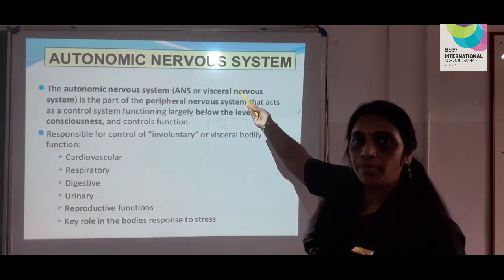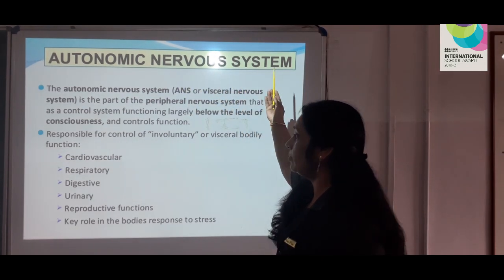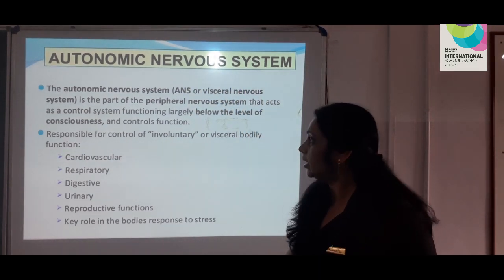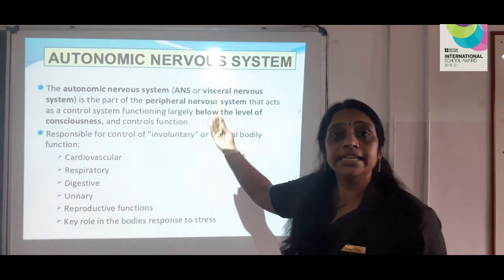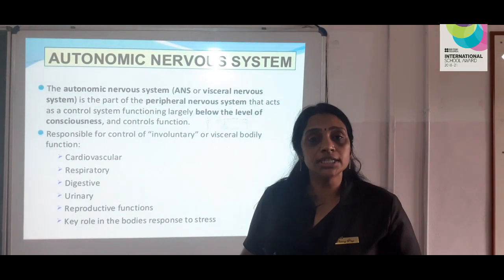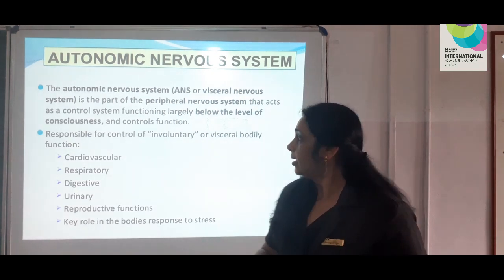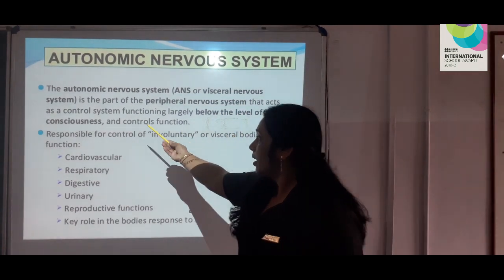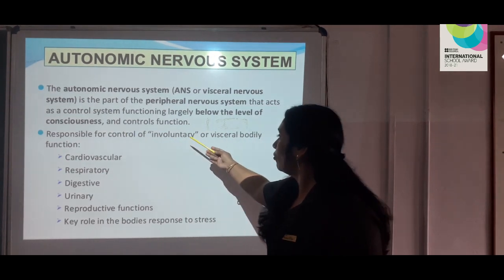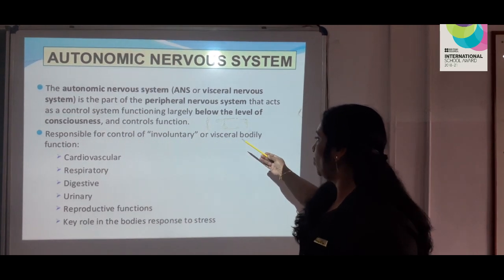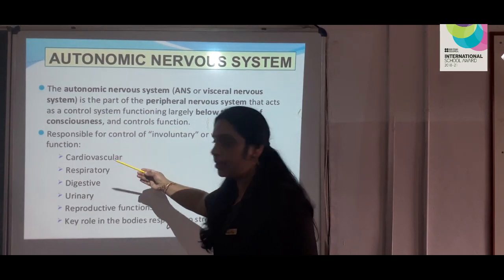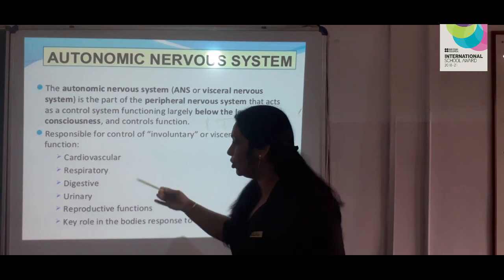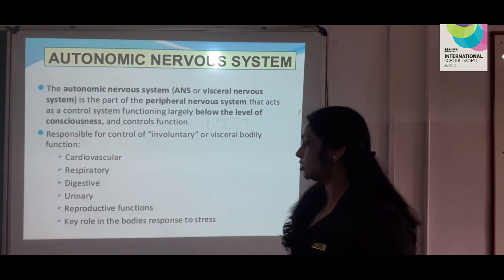Now the next topic is autonomous nervous system, where we came to know that the system is a part of peripheral nervous system and it deals with the unconscious part which is taking place in our body. It is responsible for the control of involuntary or visceral bodily functions such as cardiovascular, respiratory, digestive, urinary, reproductive function.